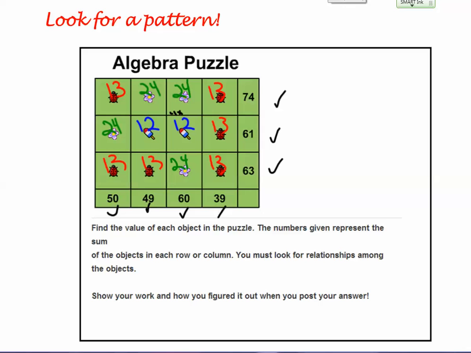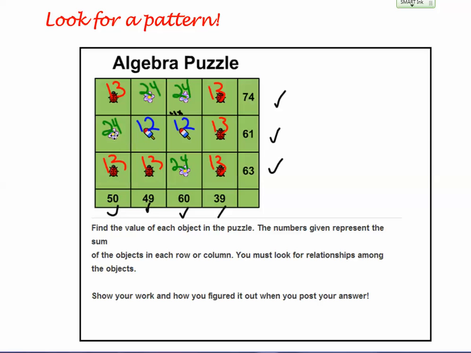This was a fun algebra puzzle where you looked for a pattern, and most of your groups began here, where you found that 3 ladybugs equals 39, so you divided 39 by 3. And once you know what a ladybug is, this row is pretty easy to do. Just subtract 63 minus 39, and you get 24 for a flower.